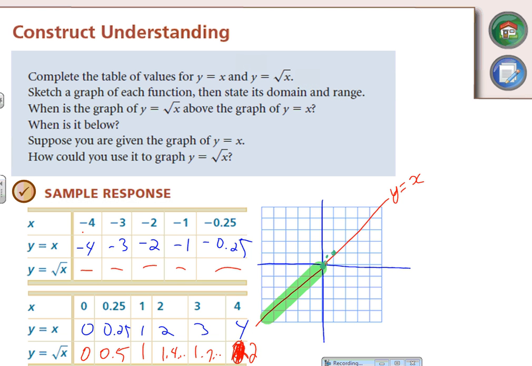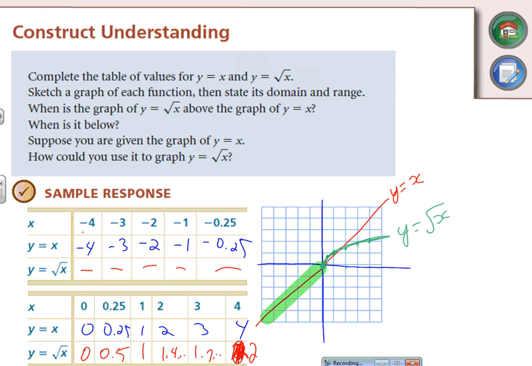So far we've got the point at 0 and 0. We've got 0.25 and 0.5. We've got 1 and 1. Then we've got 2 and 1.4, a little bit under where it was originally. Then we've got 3 and 1.7 and 4 and 2. The graph is going to be a nice curve that looks like that. So that's y equals root x.